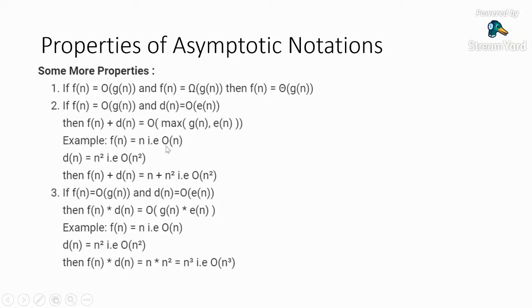See the example of this. Suppose f of n is n, so it is order of n, and e of n is n square, so it is order of n square. So if we take the addition of these two, okay, then n plus n square. What is the larger term here? The larger term is n square, so it is nothing but order of n square. That's why we are taking here max.